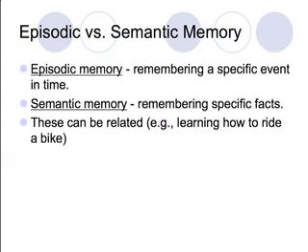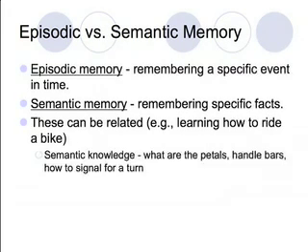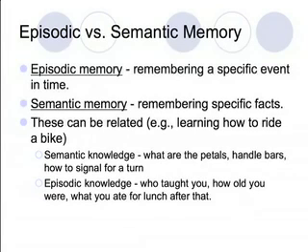They can be related, but not necessarily, like learning how to ride a bike. You remember the content, the semantic knowledge, like you put your feet on the pedals, and that bikes have wheels, but you might not remember all of the details about every episode of bike riding you've ever had in your life. So again, semantic knowledge is what the pedals and handlebars are, how to signal for a turn. Episodic knowledge is who taught you, how old were you, what you ate for lunch after that, things like that.